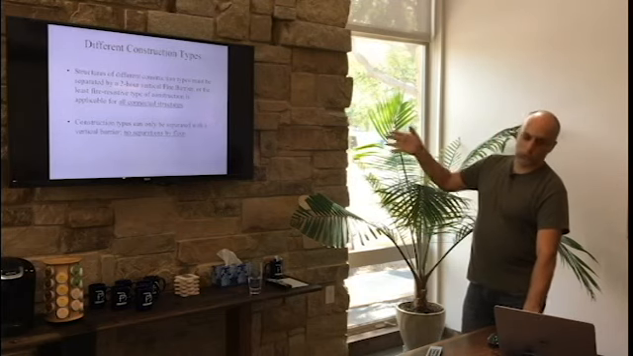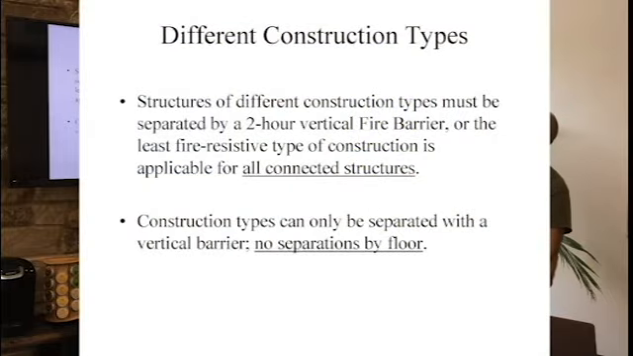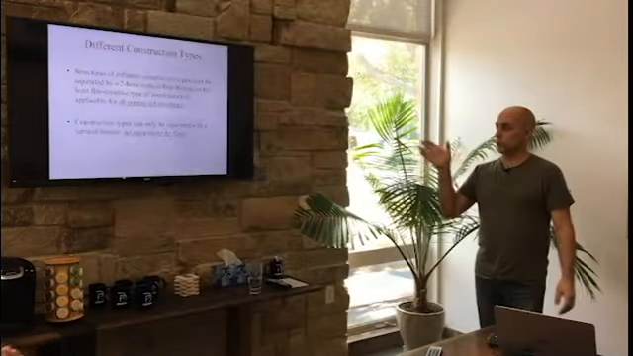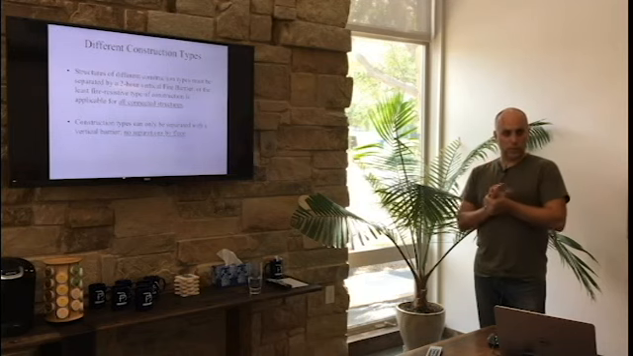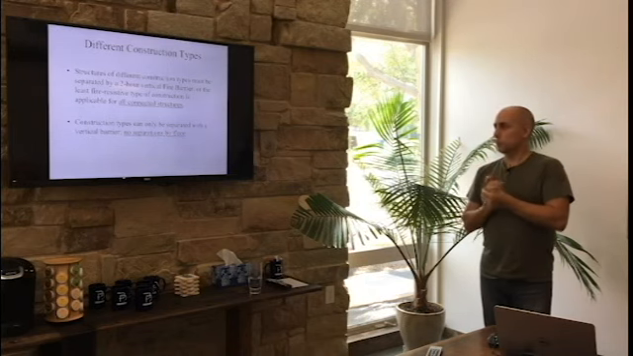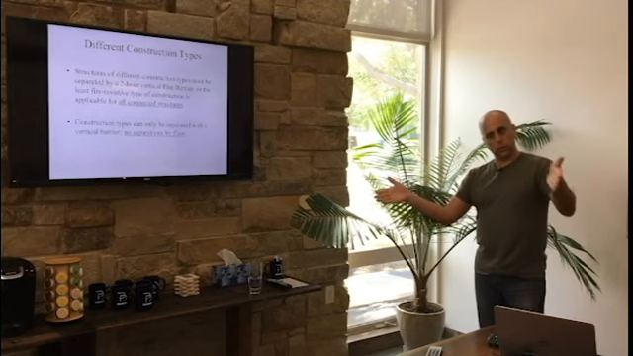Okay, so different construction types, and this is really important when we're talking about additions: structures of different construction types must be separated by a 2-hour fire barrier per the NFPA 101, the Life Safety Code, or by a 2-hour fire wall according to the International Building Code. Well, in the state of Texas, we must meet the IBC, therefore different construction types must be divided by a 2-hour fire wall, and that is an independently supported or double 2-hour wall to separate the two construction types.